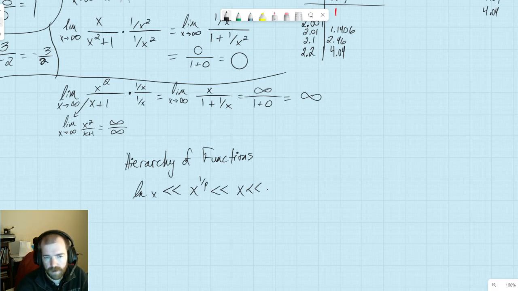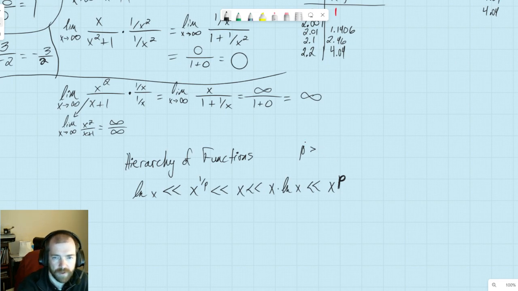And then after that we have stuff that looks like x natural log x, which grows much slower than some sort of x to the n, or in fact x to any power. It doesn't have to be an integer. Alright, so for values of p that are greater than 1, you get all this stuff here.